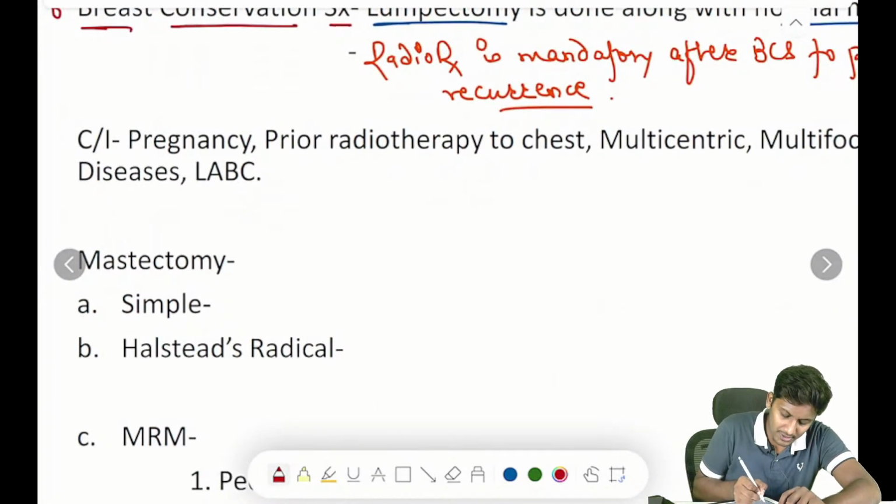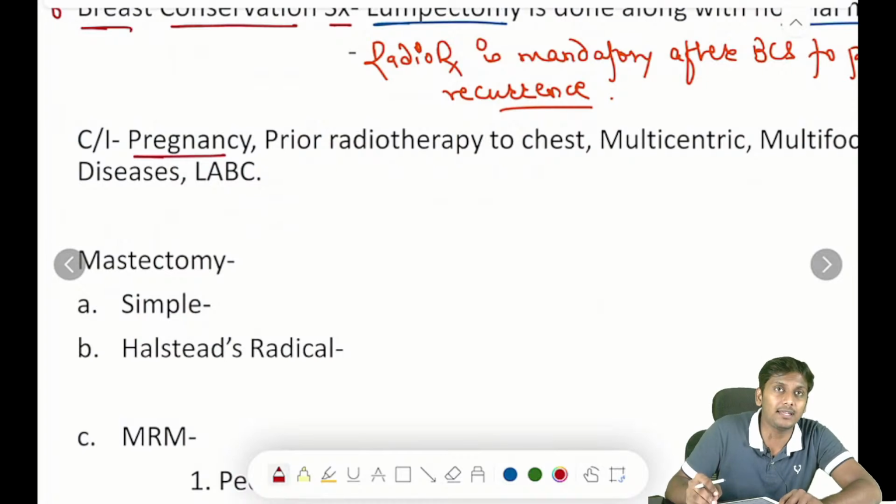Option A, the first one says pregnancy. We know that in pregnancy, can we give radiotherapy to the patient? No. That is the reason breast conservation surgery is usually contraindicated during pregnancy.